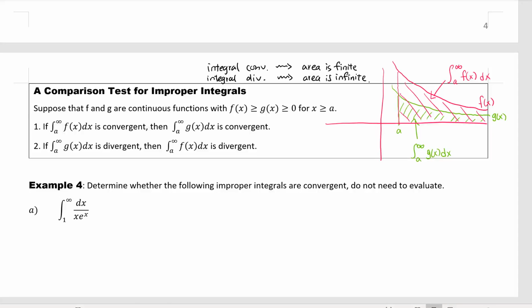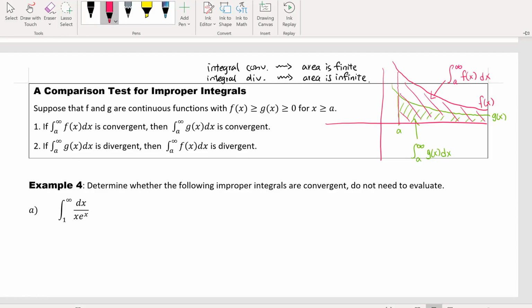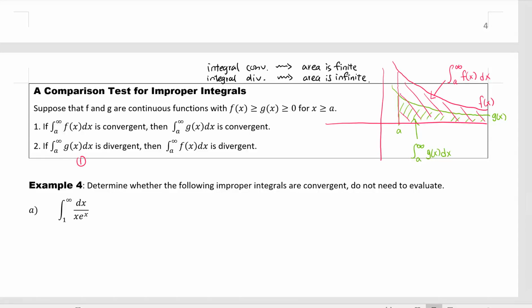Now let me ask you. If the big guy is finite, what can you say about the little guy? Let me use a different color to emphasize. Think about it. The small guy is also finite because the big guy is bigger than the small guy, right? If the big guy is finite, the small guy is finite.